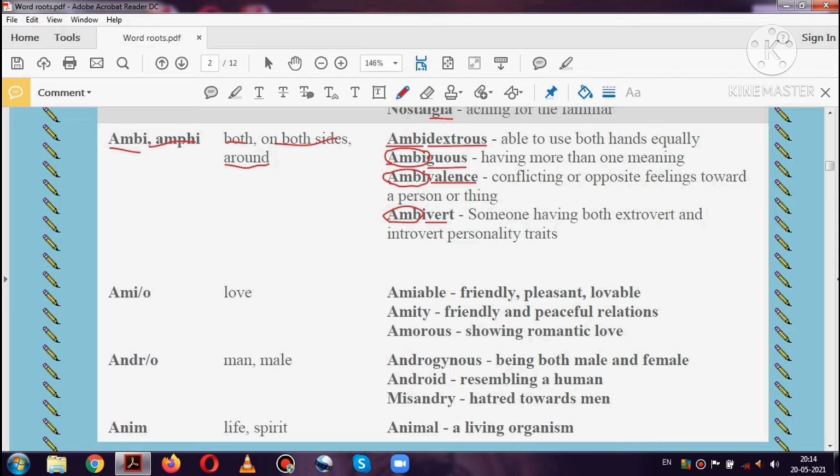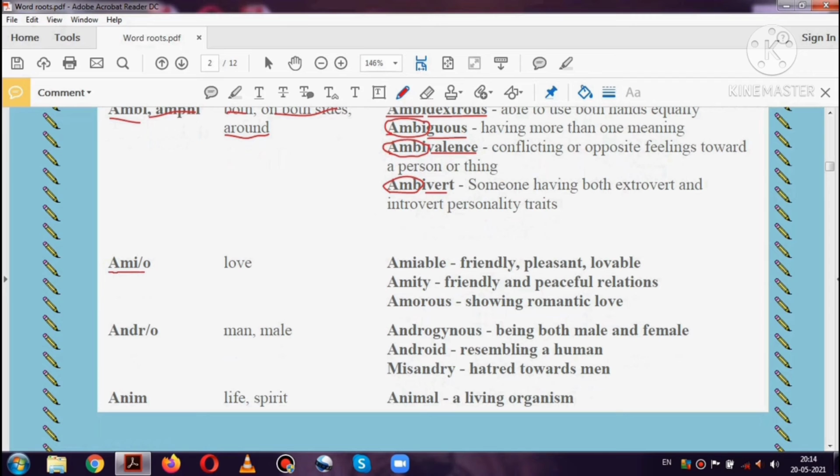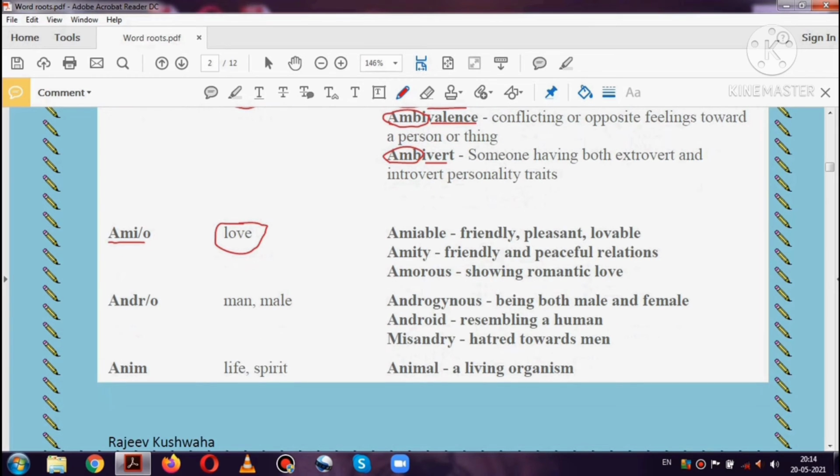The next word root is ami or amo, which means love. The words based on this word root: amiable. This word amiable starts with ami, which means love, and able means worthy of love. So amiable means friendly, pleasant, lovable.